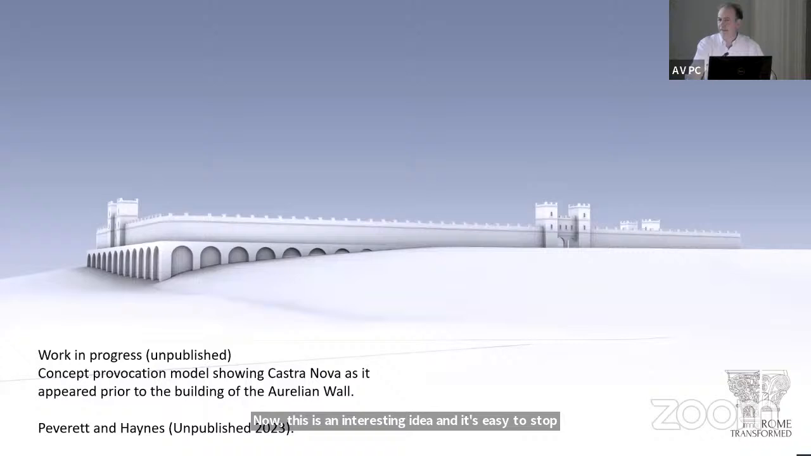Let's have a look at that landscape. Here we have an image showing you how the Castra Nova dominated this space.